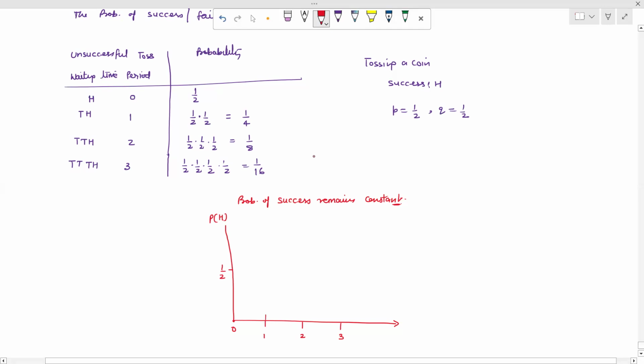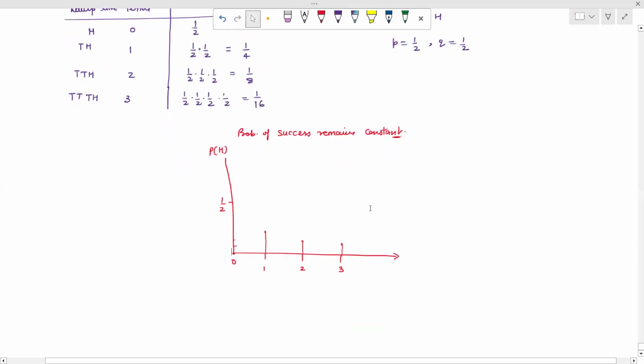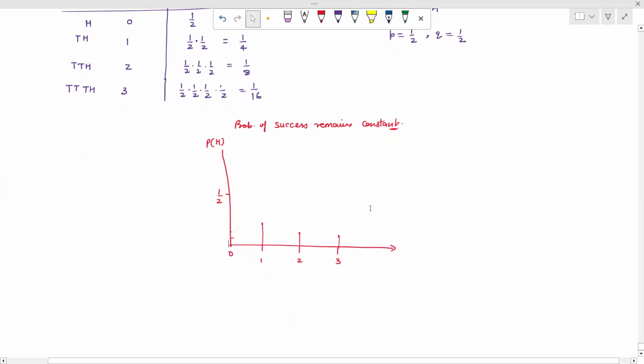So 1 by 4, suppose we consider this side. Next is 1 by 8, which is here, and next is 1 by 16. So this is 1 by 16. You consider this by using the scale. So this is our representation.